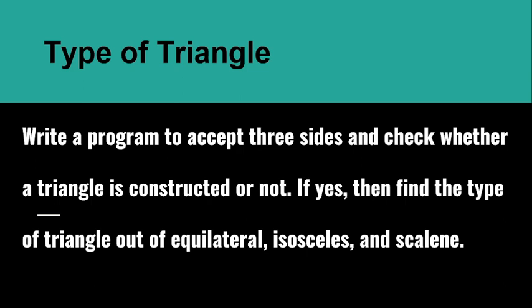So it says that we have to write a program to accept three sides and check whether a triangle is constructed or not. That means, does the constructibility condition hold true? That's what we'll discuss. If yes, that means if the triangle is constructible, then find the type of triangle out of equilateral, isosceles, and scalene. So let's first understand what triangle constructibility is, and then we'll move on to the program.